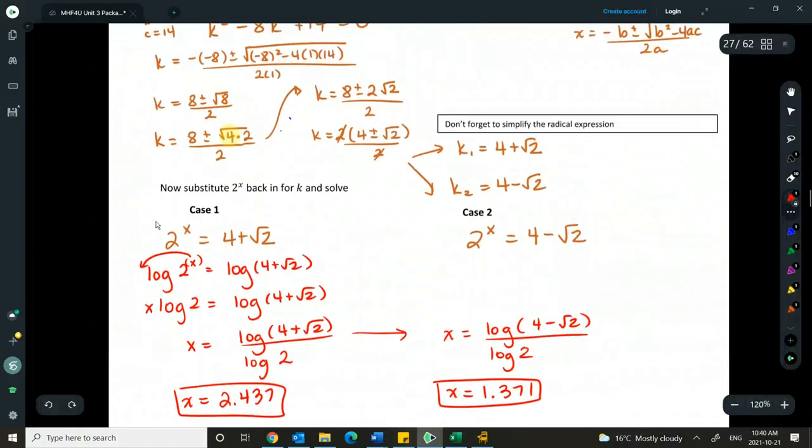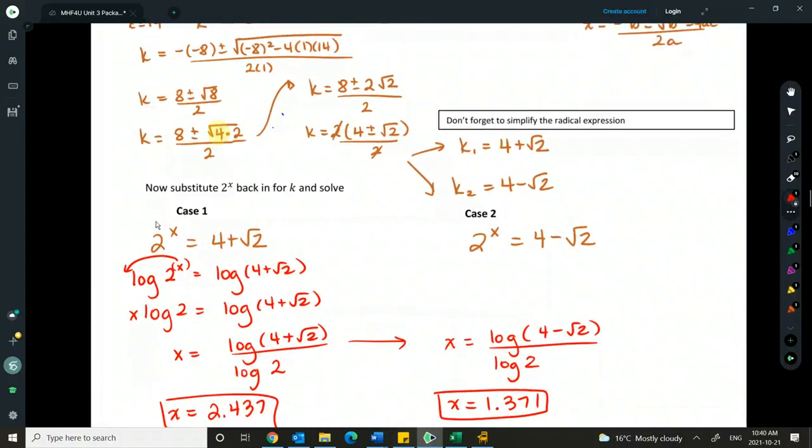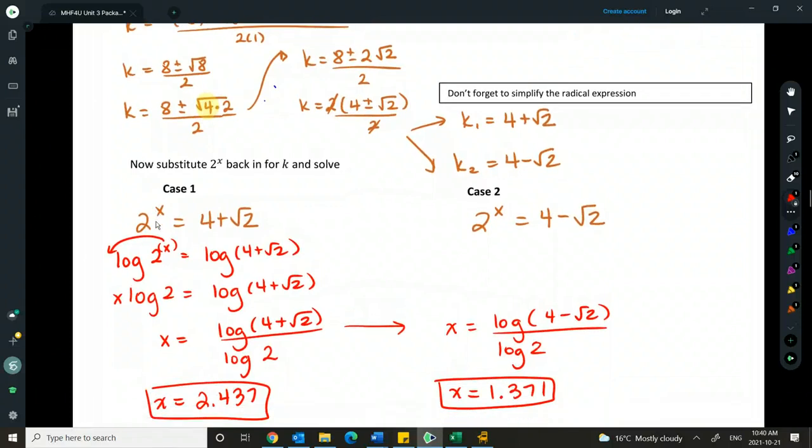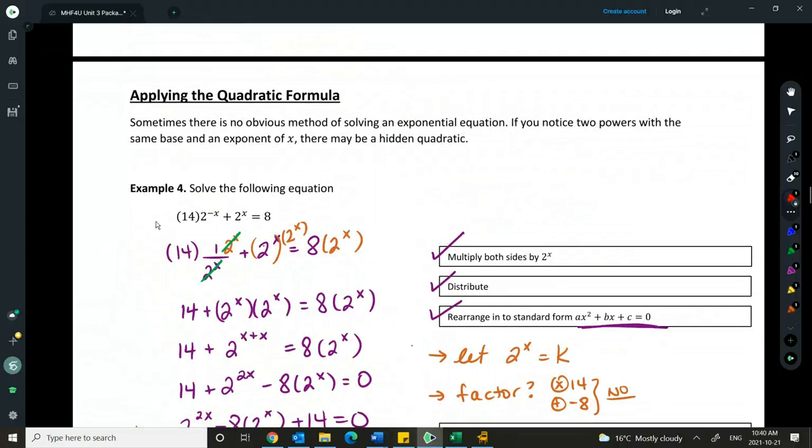Okay, can I clarify anything? Lucas? Just wondering, why can't you divide both sides by 14 additionally? Because then I'm going to get over 14 here and over 14, and then I'll still have a 2 to the x in the denominator. Okay, so it just creates more fractions.